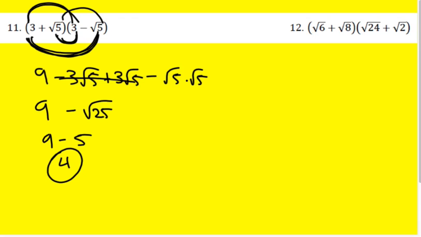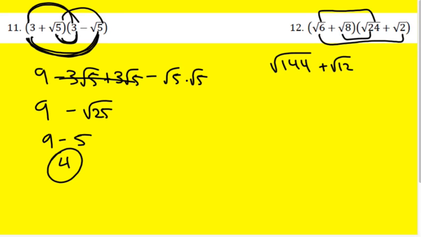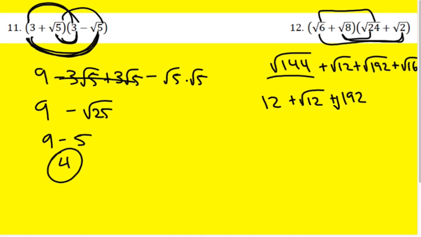Now, this one gets a little bit trickier because you notice they're all square roots. But I still follow the same thing. So I'm going to multiply that one. When I do that, I get the square root of 144. Multiply this one, which is going to be square root of 12. Multiply this one, which is going to be square root of 192. And multiply this, which is going to be square root of 16. So now, square root of 144 is 12. Square root of 16 is 4. So right away, I know I can put these two together. I'm going to get 16.